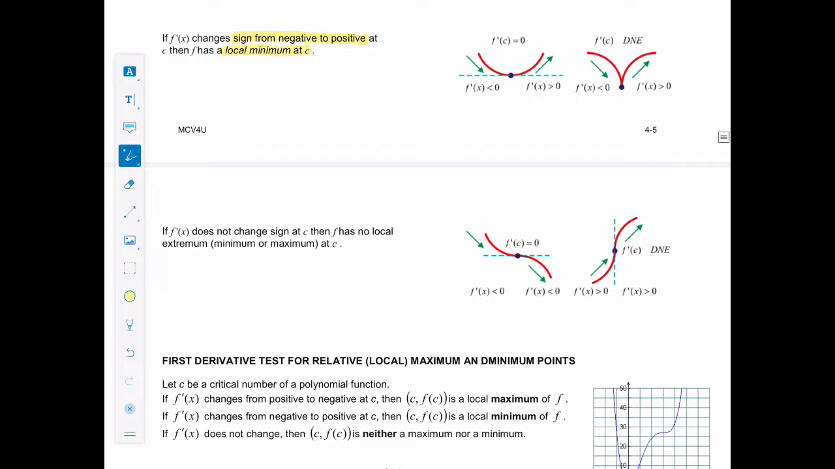If f prime of x does not change sign, then it has either no local maximum or minimum. So we can see that there's our critical point, the highlight, and we do our first derivative test. It shows that it's going to be less than 0 on the left, and then less than 0 on the right, implying that it's going down all the way through. So therefore, there is not going to be a max nor a min. And the opposite will be true if it's greater than 0 for both sides.